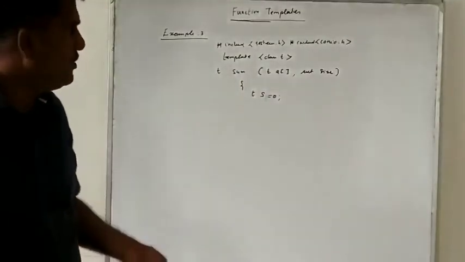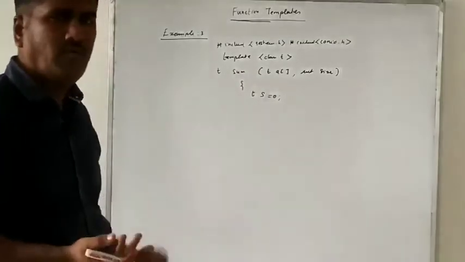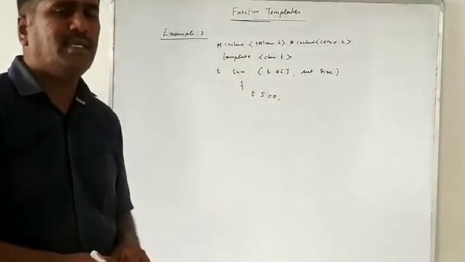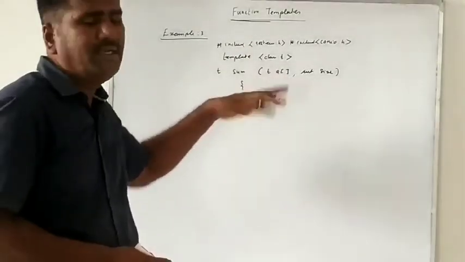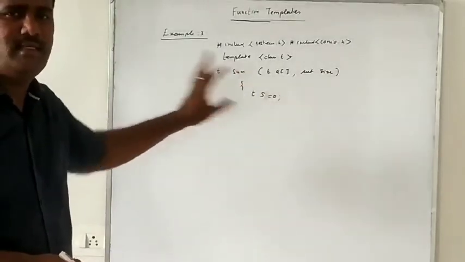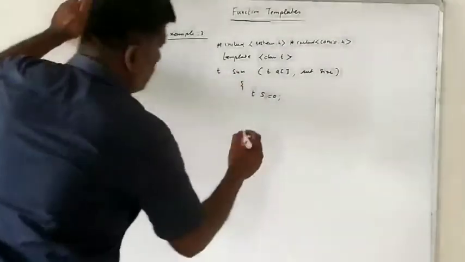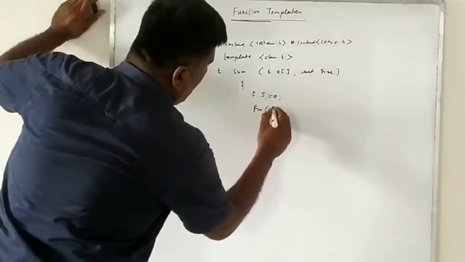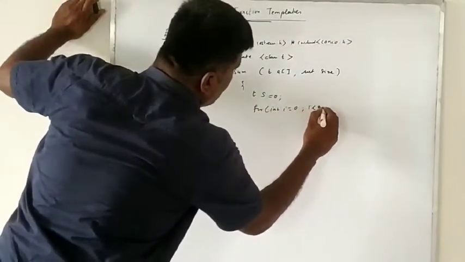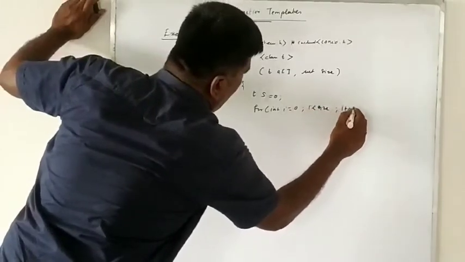You are passing a float, so T is a float. We don't know what data type you pass to the function, maybe integer or float, so commonly we use the template class T. Next, for int i equal to 0, i less than size, i plus plus.